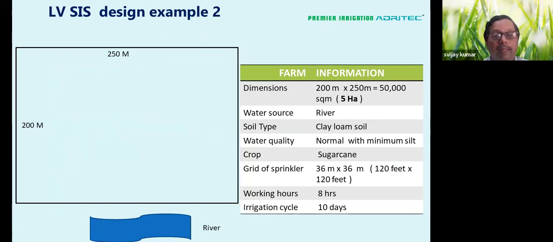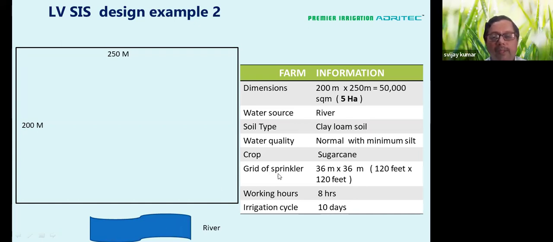I want to cover a sugarcane plot which is around 5 hectares. The dimension of this plot is 200 by 250 meters. And the water source now is a river. From the river, I have to pump this water, which is very typical. If you take a country like Africa or India, any place, you have to get the water from a very long distance, and then the water has to come and irrigate this entire area. And I want to plant sugarcane.